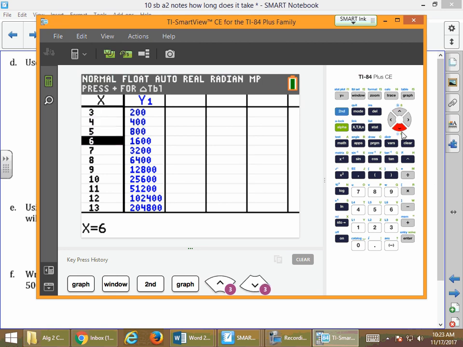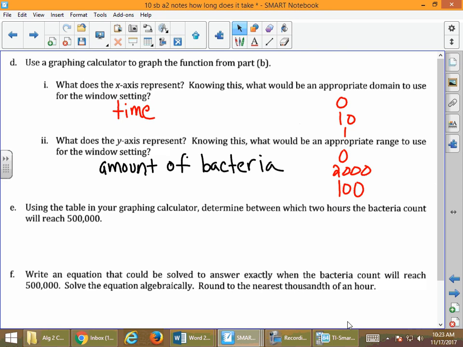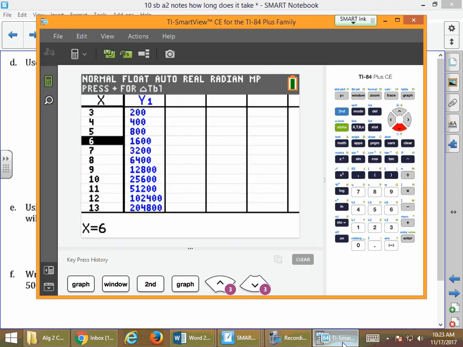But as we scroll down, what we want to find out is, when are we going to get to 500,000? So hopefully it'll be a little bit easier here, but at hour 13, we have 204,800 bacteria. So at 14, we have 409,600. And then at 15, we have 819,200. So somewhere between 14 and 15 hours.